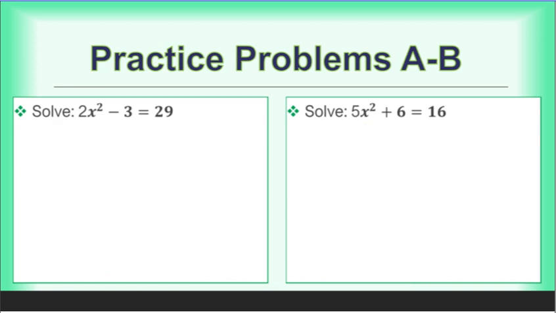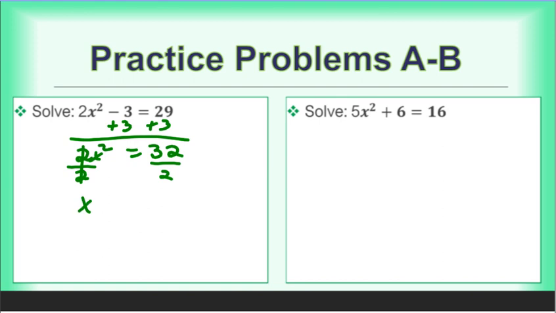Next one, 2x squared minus 3 equals 29. Add 3 to both sides. I get 2x squared equals 32. To get x squared by itself, divide by 2. I have x squared equaling 16. To undo a square, I find the square roots. And again, when I find the square roots, I get a positive and a negative number. And that will give us positive and negative 4.